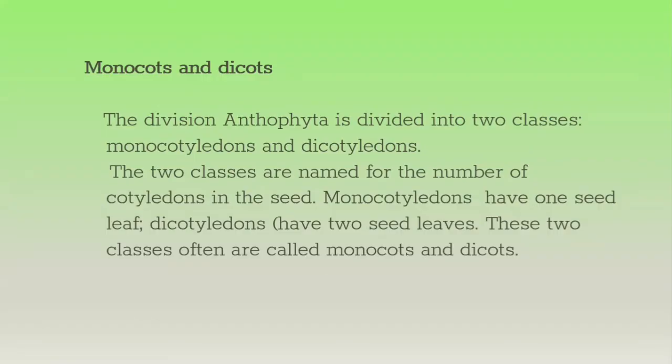Monocots and dicots. The division Anthophyta is divided into two classes, monocotyledons and dicotyledons. The two classes are named for the number of cotyledons in the seed. Monocotyledons have one seed leaf. Dicotyledons have two seed leaves. These two classes are often called monocots and dicots.